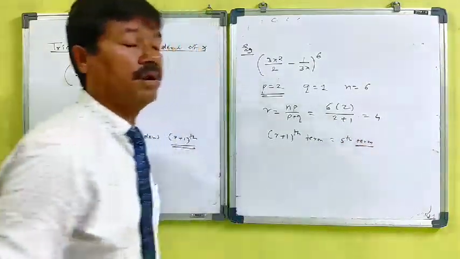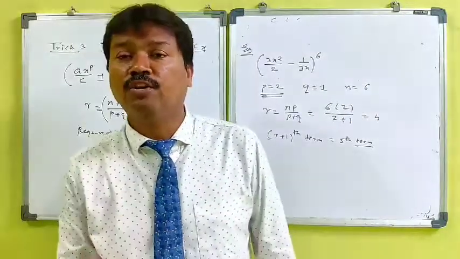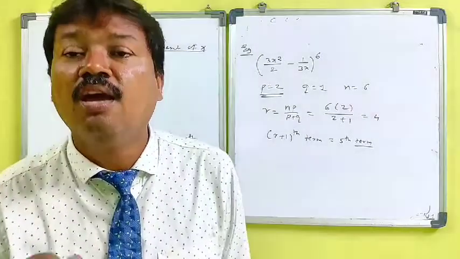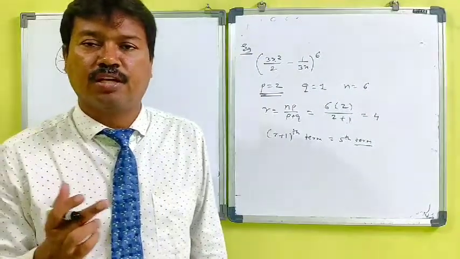Is term independent of x. The fifth term is the term independent of x, and then you know how to find it, so it can be easily done. That's it. It's very easy. We'll do one more sum. Yes, one more sum based on the same trick number 3.